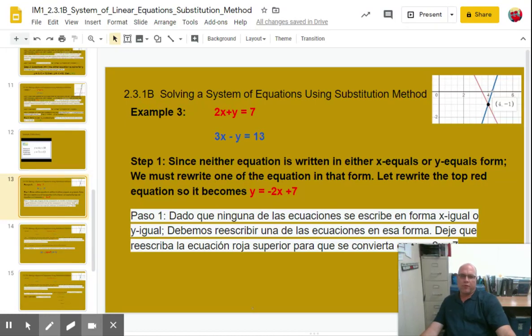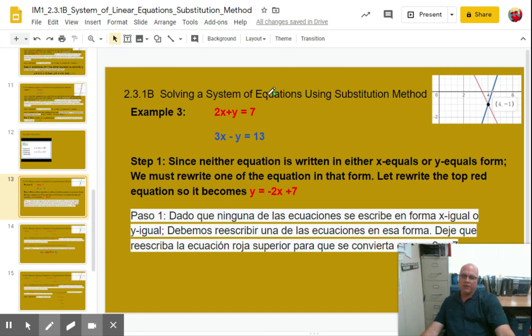All right, our example 3 here, we have the line 2x plus y equals 7 in red, represented here in the graph. The blue line 3x minus y equals 13, represented in the graph. So we can see our solution is going to become 4, -1.